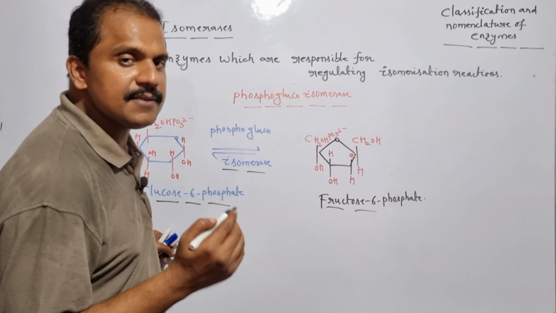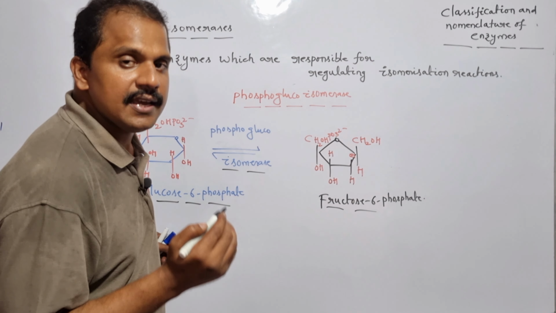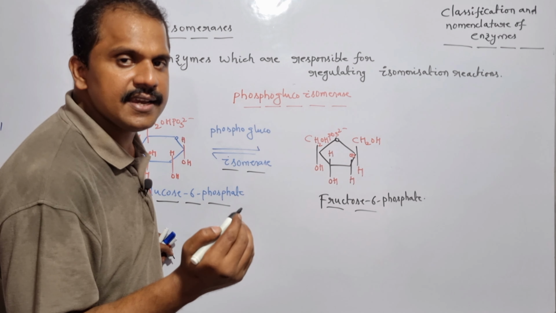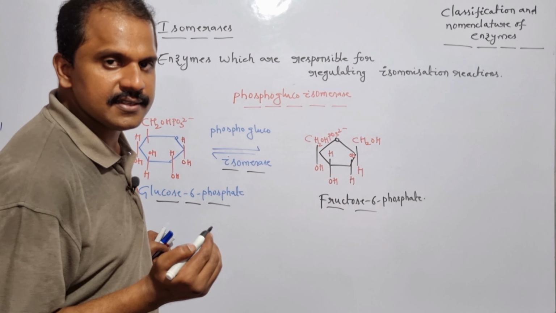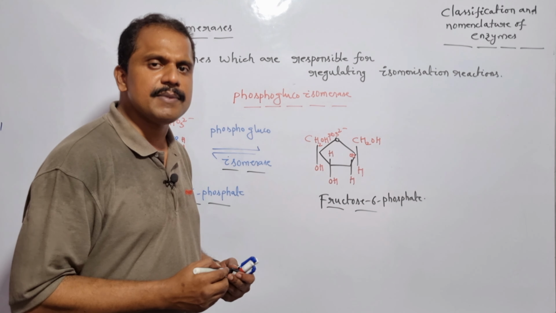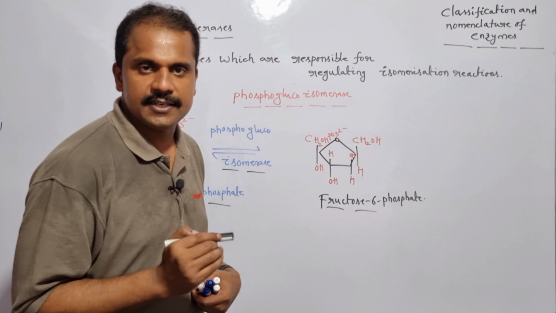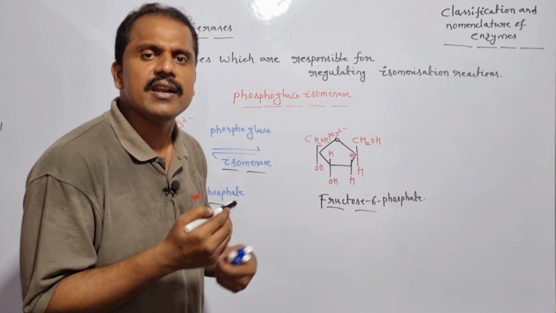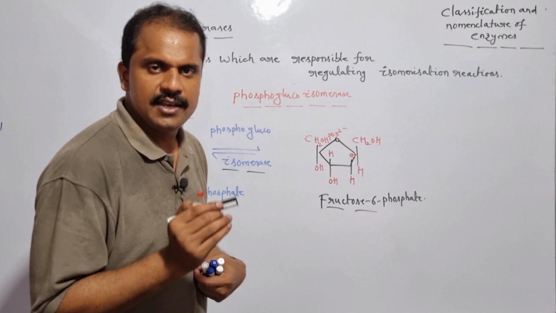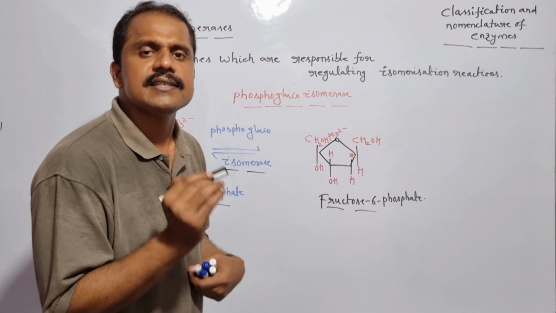Such specific enzymes are termed as what? Isomerases. Then after we will be studying ligases. So what are ligases? Ligases are the specific enzymes which are responsible for regulating the ligation. So ligation is nothing but what? Addition of something. Is it clear? Such specific enzymes are termed as ligases.